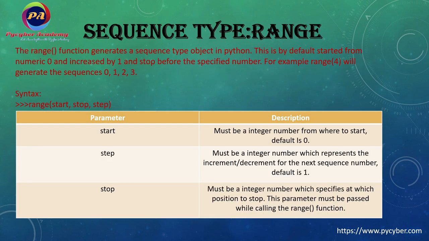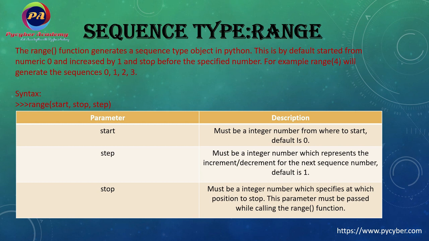Moving on to the next, that is the range type. Sequence type, that's range. This is a very interesting one. The range function generates a sequence type object in Python. By default it starts from 0, increases by 1 and stops before the specified number. For example, if we call the range function passing the value 4, it will generate the sequence 0, 1, 2, 3. As in the statement, because range starts from 0 and it increases the values by 1. So the first element is 0, and it increases the value by 1, that means 0 plus 1.